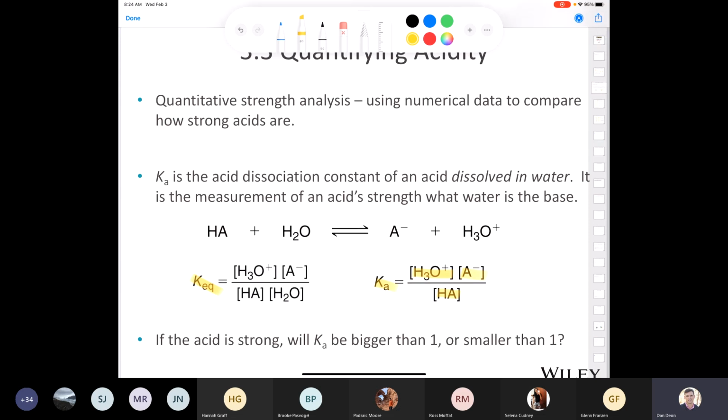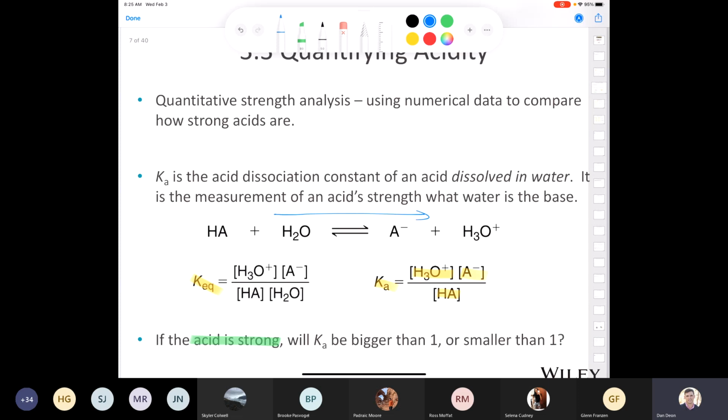Okay. But the question I want to ask you is this: if the acid is strong, would Ka be bigger than 1 or smaller than 1? So if you had a strong acid, could anybody tell me, would Ka be large or small? Ka would be large. Exactly. It would be really large, right? Think about it. What's the purpose of an acid? The purpose of an acid is to donate protons.